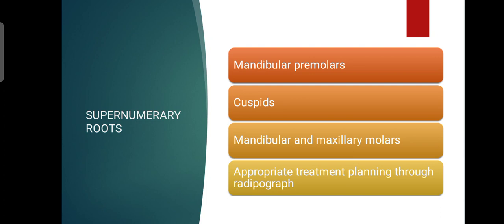It is also seen in cuspids. It is also seen in maxillary and mandibular third molars. Before dental extraction or endodontic treatment are undertaken, it is therefore important to radiologically image the tooth. Always take radiographs so that you know before root canal treatment or extraction how many roots you are expecting, what is below the gums.